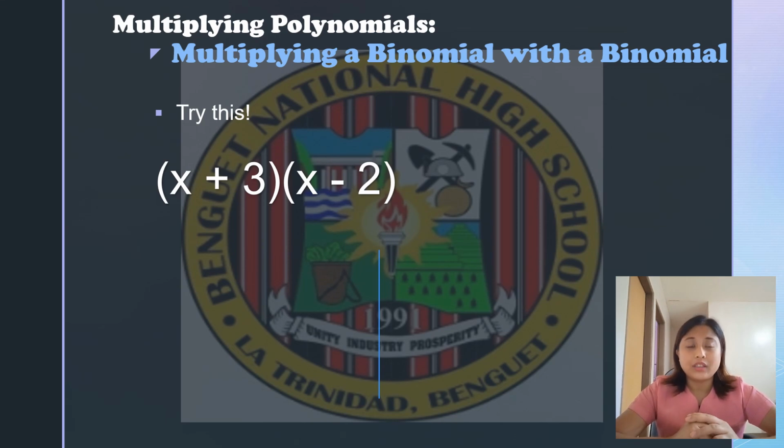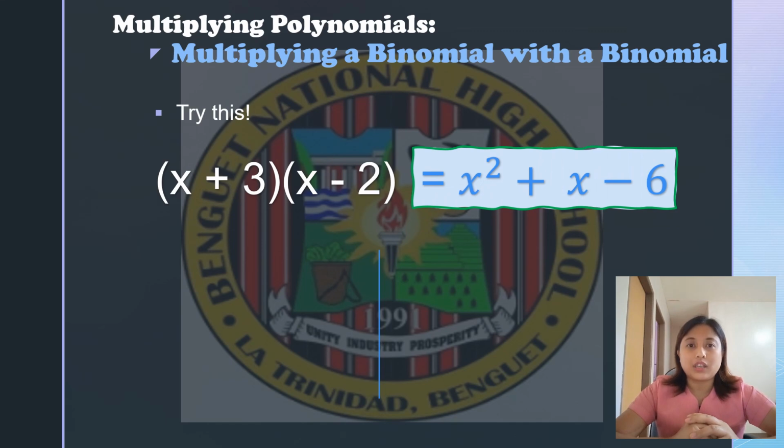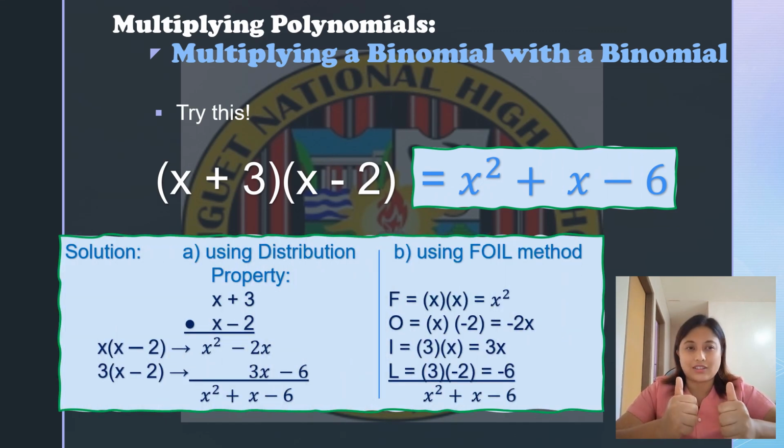Done? If your answer is the trinomial x squared plus x minus 6, then your answer is correct. But if not, study your solution to see where you went wrong. Mistakes are never permanent if you make the effort to correct them.